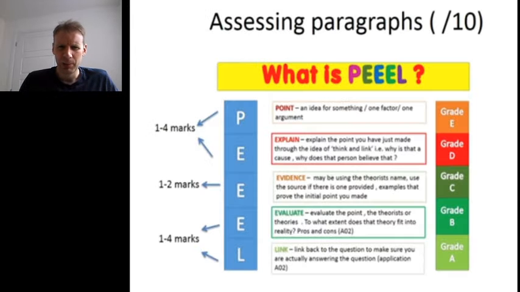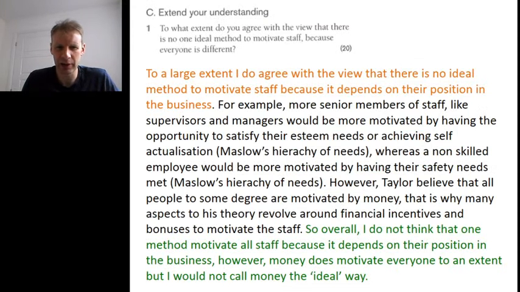So the PEEL structure is here, looking for a good point, an explanation of that point in a step-by-step way, and evidence. This is application skills, referring to theory or real-life businesses, real-life markets and industries, and then finally your evaluation towards the end of paragraphs. So have a look at this paragraph. The amber text is the initial point, and the green is a bit of evaluation at the end. So have a read through this one.